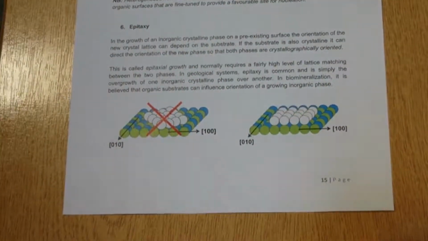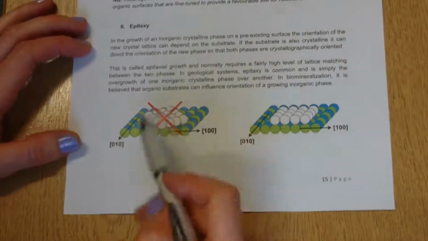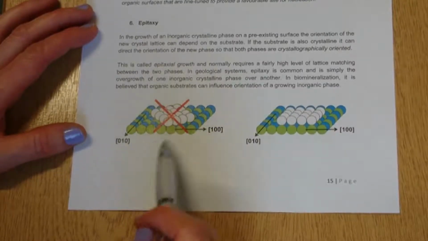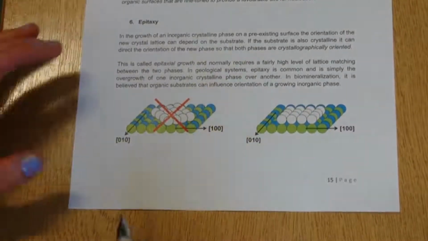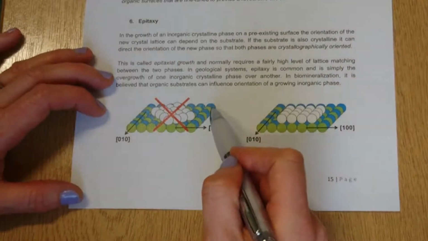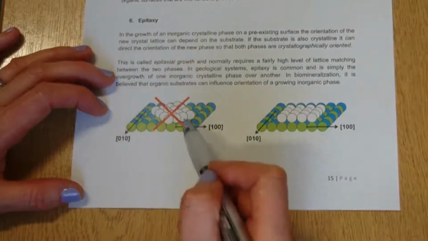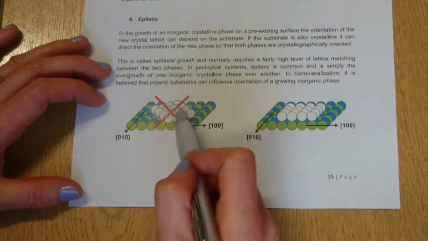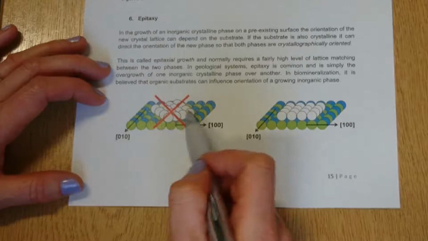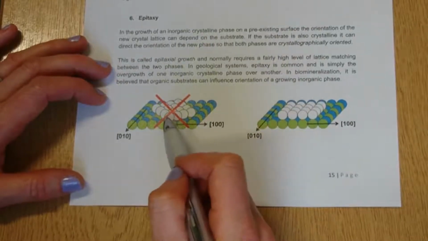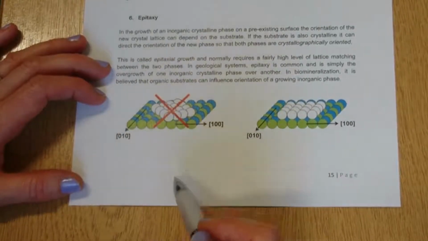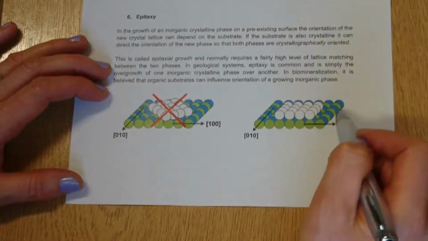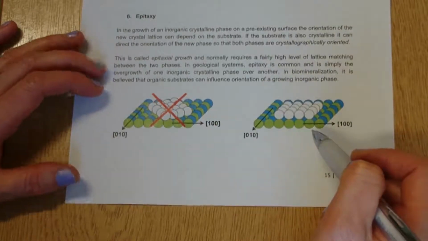Epitaxy or epitaxial growth is the growth of one inorganic crystalline phase on another, where the orientation of the new lattice depends on the orientation of the substrate. So imagine this is our substrate here with our blue and green ions or atoms arranged in an ordered way in that crystal lattice. When you get growth of a new phase over the top of that underlying phase, it's not just going to grow any which way with the atoms and ions in any odd direction. The chances are it's actually going to be directed by the layout of the substrate underneath.